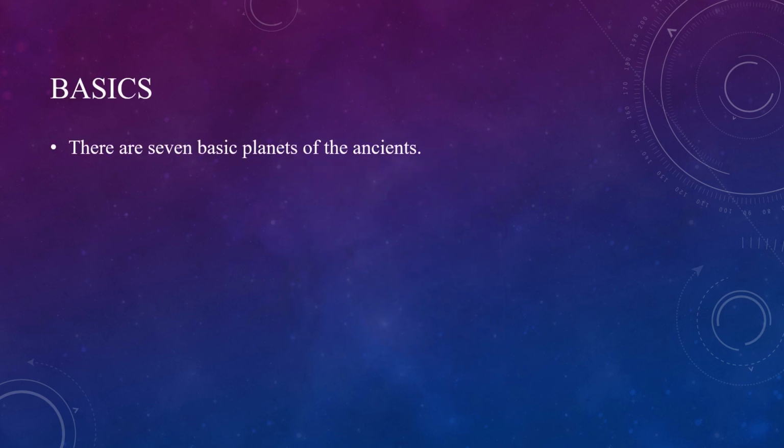But to start off with, there are 7 basic planets of the ancients, what we call the classical planets. These are the Sun, Mercury, Venus, the Moon, Mars, Jupiter, and Saturn. We will talk about each one of these as well as the other planets in this presentation.